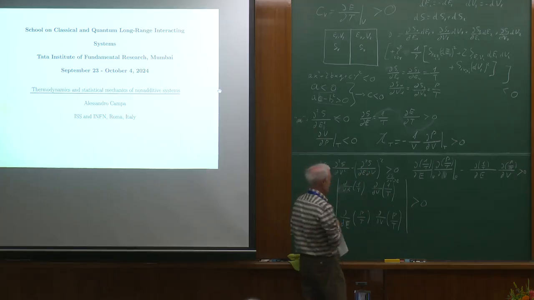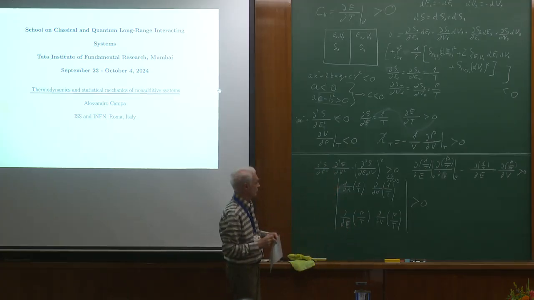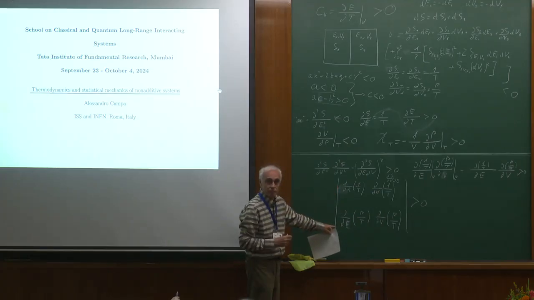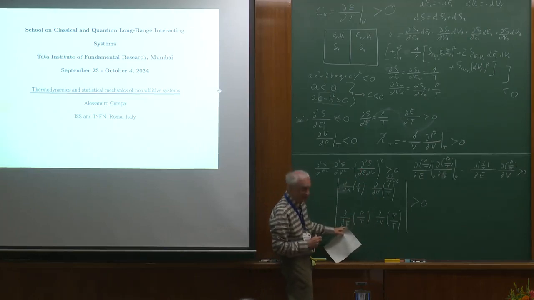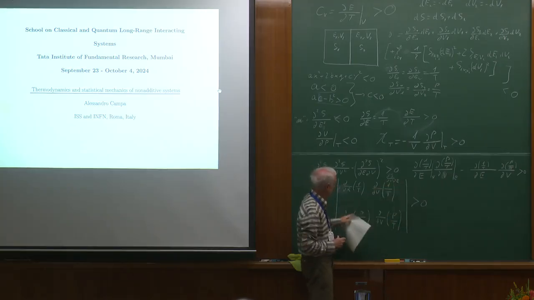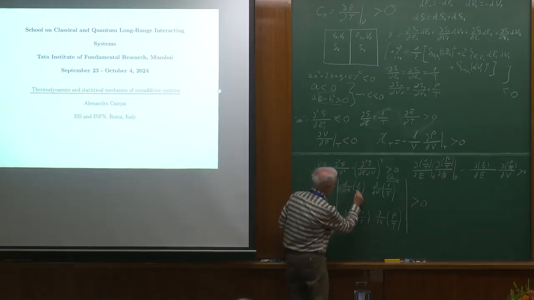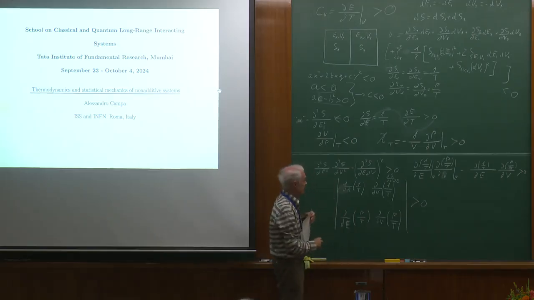Is it clear? No, this one is clear. I think he is concerned about your second expression. So you are substituting del S del E equal to 1 over T and del S del V equal to P over T. Both of them are equal to this, since P over T is the derivative with respect to V, so EV, and 1 over T is the derivative with respect to E, so VE. So if I do the determinant, this is dS dE, and this is dS dV. And so I get this one, okay?